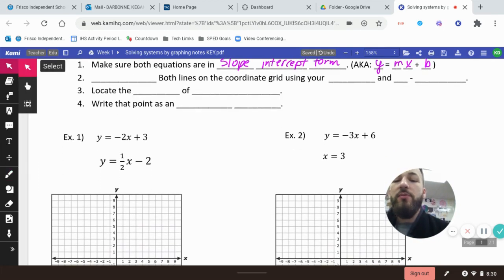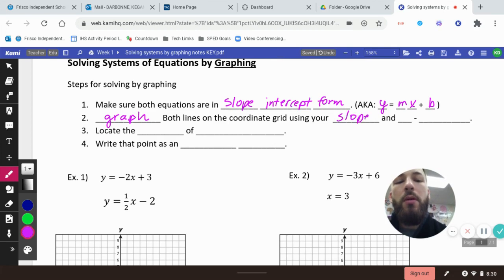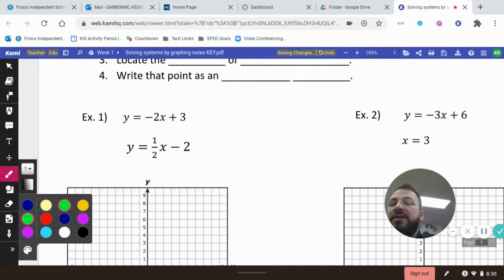So on example 1, we have y is equal to negative 2x plus 3, and we have y is equal to 1/2 x minus 2. So both of these functions are in slope-intercept form, so we're good to go on step 1. Step 2, once we have them both in slope-intercept form, we can go ahead and graph both of our lines on the coordinate grid using your slope and y-intercept. So for each of these, I'm going to graph them on these coordinate grids.